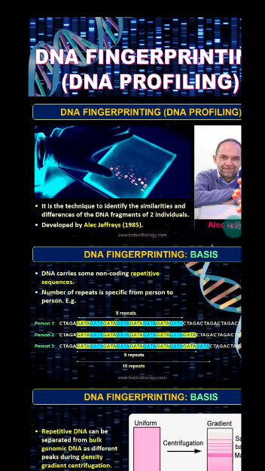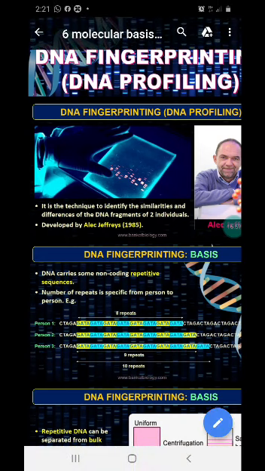Okay, how does a child get the pair of chromosomes? Half from the mother and half from the father's side. So if the child has the same type of repeats in one of its chromosomes, it will be the same as from the mother and father.